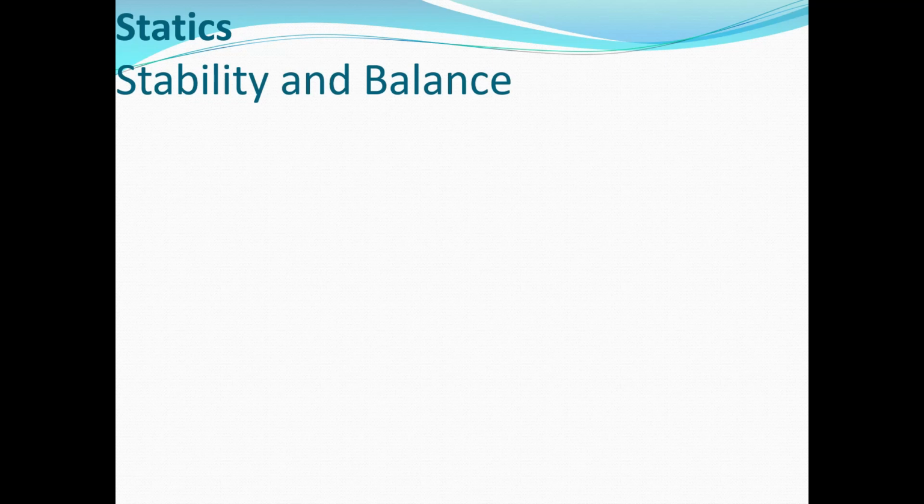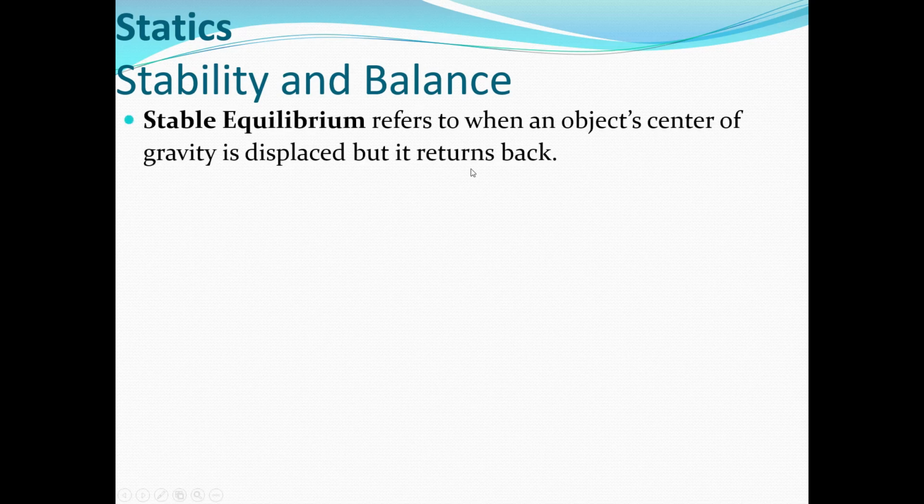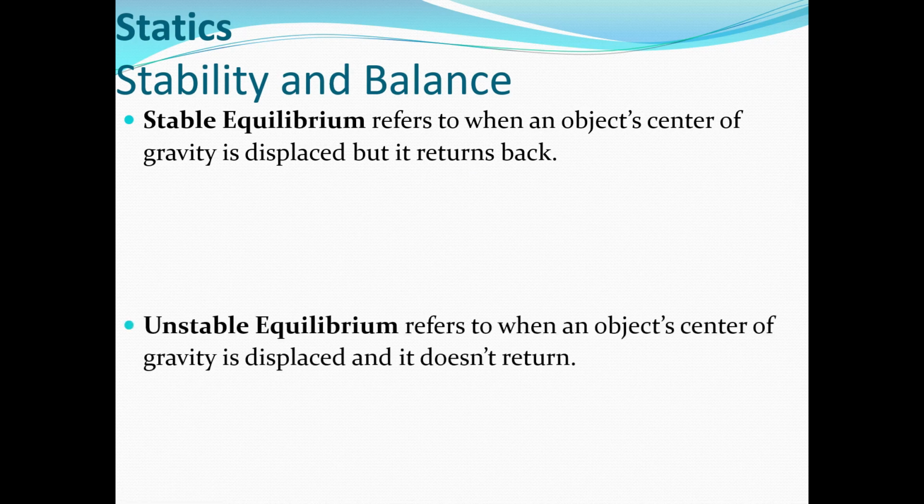So this is the second part of the video of the first section of notes of static equilibrium. Here what we're going to talk about is something called stability and balance. So there are two different types of equilibrium. Now we have something called stable equilibrium and we have something called unstable equilibrium.